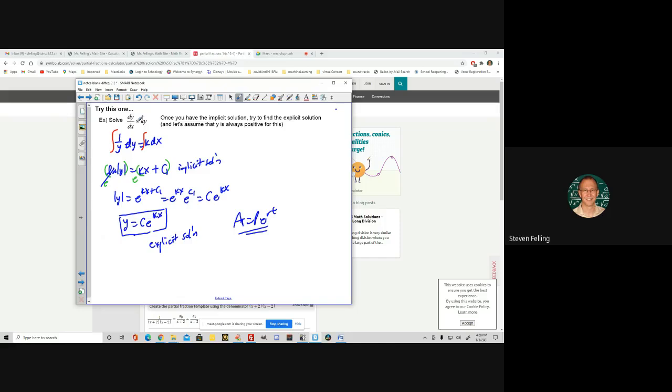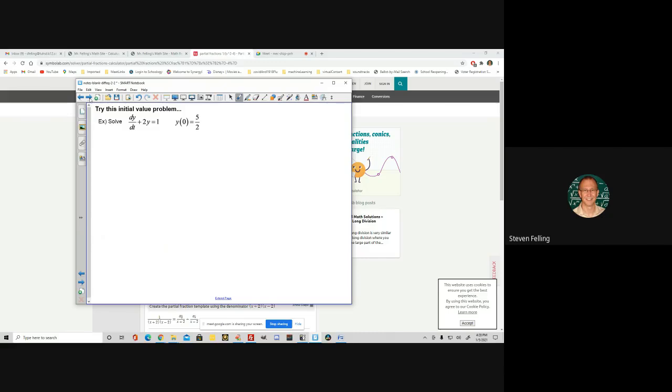And in our modeling unit right before spring break, we'll talk more about modeling and using these for real situations. Right now, we're just dealing with the solution methods. How do you solve them? Okay, let's do another one.